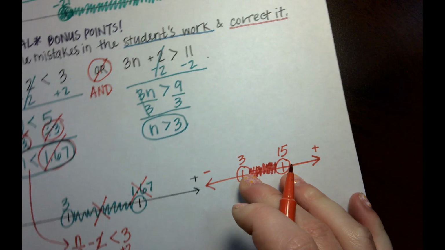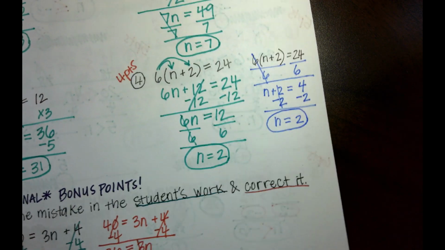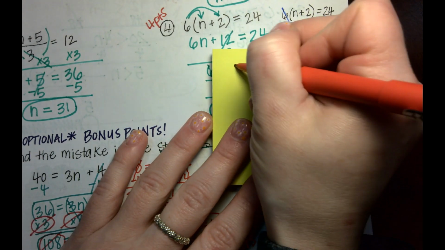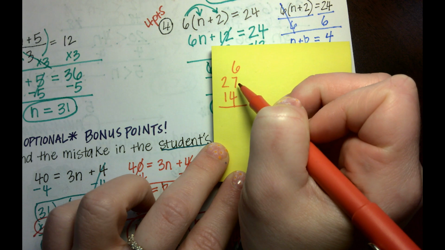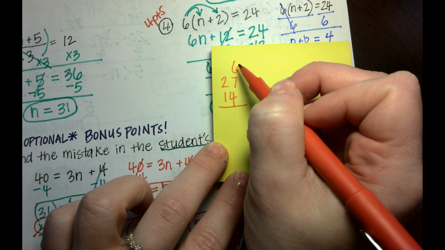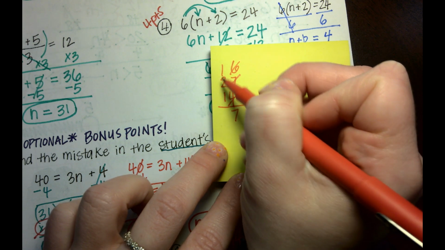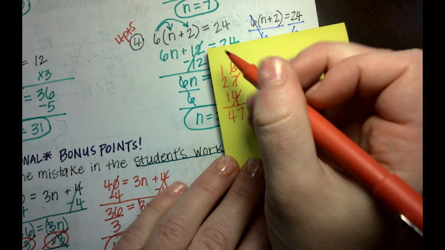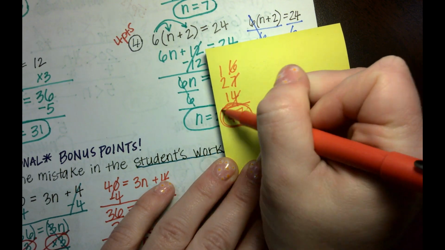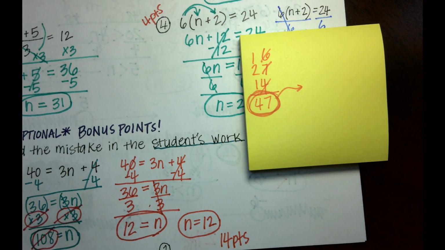So let me decide on the bonus. 6 plus 27 plus 14. What does that give me? 6 plus 7. 6 plus 4 is 10, 17. Oh my goodness, 47 points. I didn't mean to make it worth that much. Okay, so 47. Let's see. Bonus. 48.